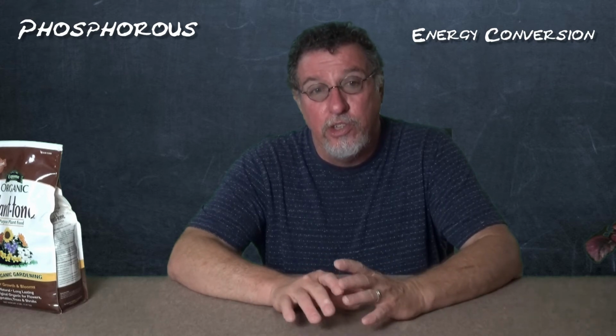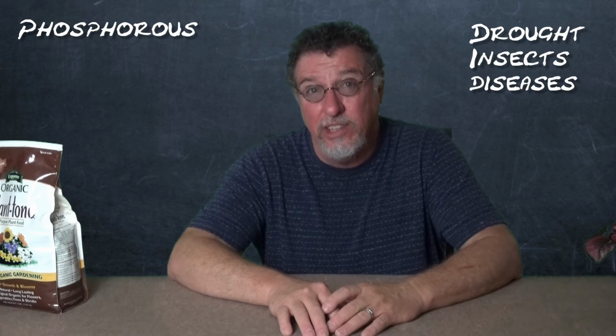Now, something else that phosphorus is important for is energy conversion. It helps the energy transfer from the sun through photosynthesis to cell formation. And it also helps with the formation of sugars, starches, and oils. And finally, phosphorus is very important as a coping mechanism. It helps the plant deal with all the stresses that the environment puts on a plant, like drought, insects, and diseases.